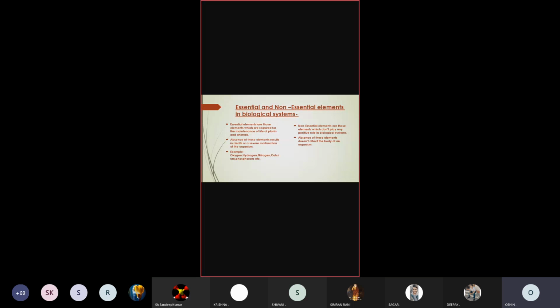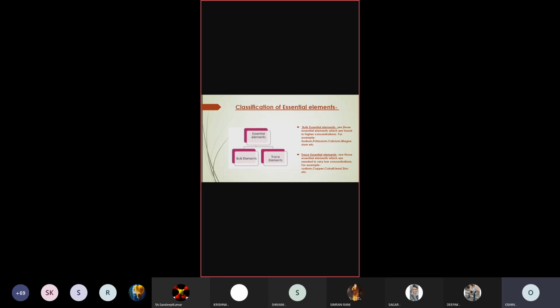And you can see on the right-hand side of your screen the definition of non-essential elements. Non-essential elements are those elements whose absence in our bodies does not lead to any kind of metabolic disruption or any kind of problems in our bodies. So next we will move towards the classification of essential elements.